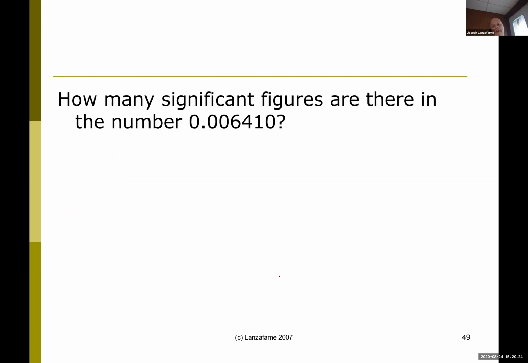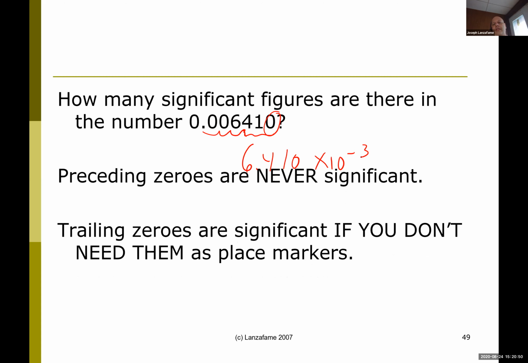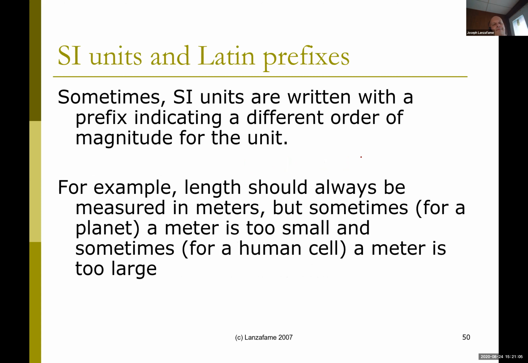Okay. And so again, here's a whole lot of zeros. It becomes clearer in scientific notation what's significant and what's not. I move my decimal point to right after the first non-zero digit. My trailing zeros are always significant. That is 4 significant digits. Preceding zeros are never significant. Trailing zeros after the decimal point are always significant. The only time trailing zeros are not significant is if they are place markers. And so scientific notation gets rid of the place markers.